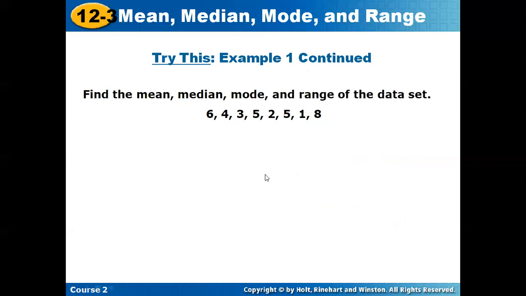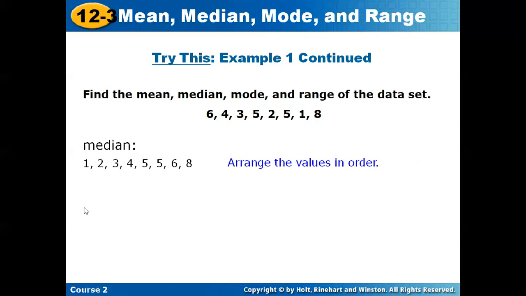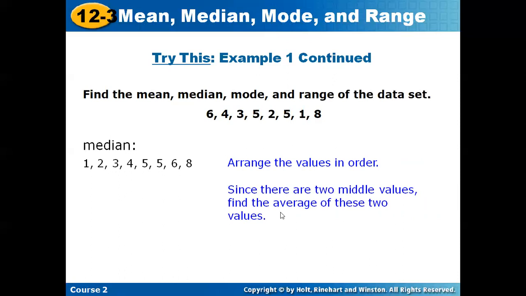What about for the median? The median here would be: arrange the data in order from smallest to the highest. So that could be 1, 2, 3, 4, 5, 5, 6, 8. And then, since there are two middle values again here, find the average of these two values. We have 4 and 5. So 4 plus 5, that is 9. Then divide that one by 2, 4.5. So the median is 4.5.